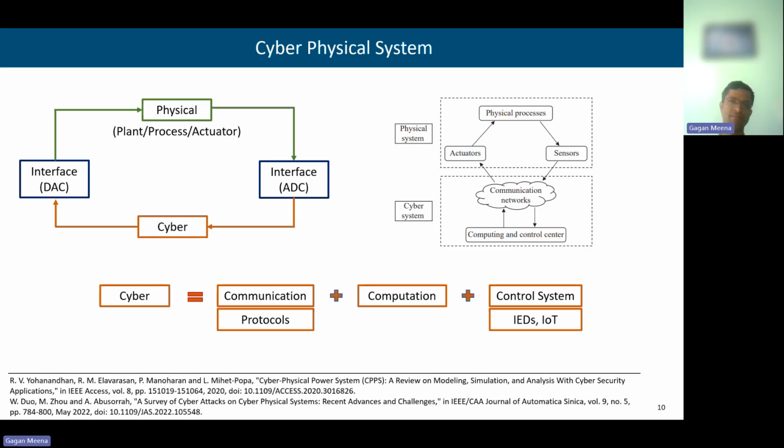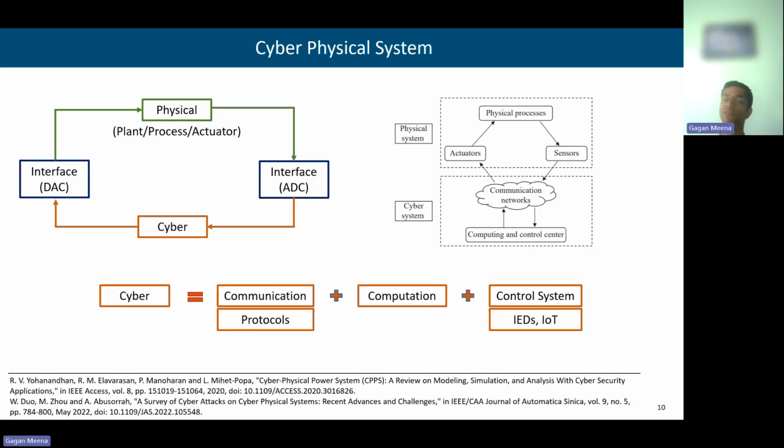it can send some data. The physical process can send some data and give it to the communication network, and the communication network will give it to the actuator to again make certain changes if required in the physical process. The cyber part means there are three things.